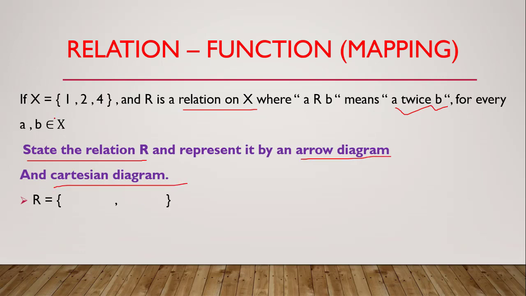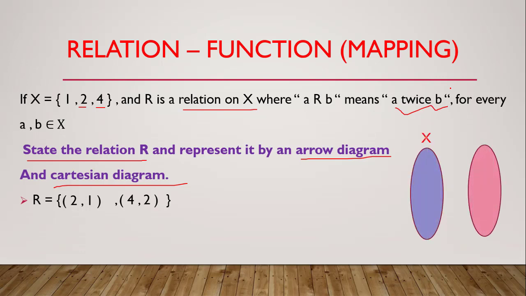Let's begin. 1 with what? I want 1 to be twice B. So, yes, there is no number. 1 is not twice 1 or 2 or 4. Okay, let's move to 2. 2 is twice 1, so I'll take 2 with 1. Finally 4. 4 is twice 2, so I'll take 4 with 2. So I have 2 elements, (2,1) and (4,2).